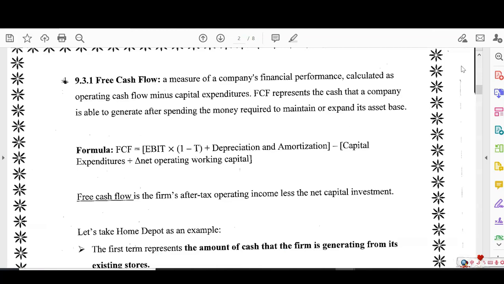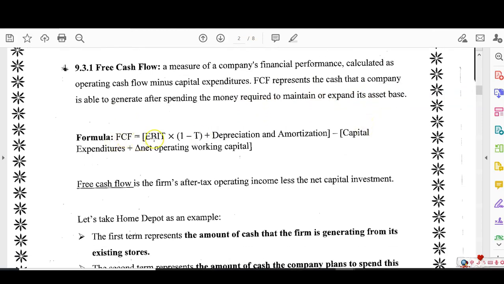Since we're going to discount all the free cash flows to get the firm value in the corporate valuation model, let's first look at the definition of free cash flow. It is a measure of a company's financial performance, calculated as operating cash flow minus capital expenditures. Free cash flow represents the cash that a company is able to generate after spending the money required to maintain or expand its asset base.